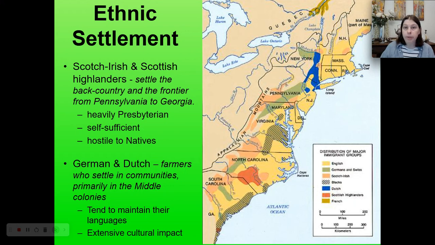So if you lived in Prussia or Brandenburg and you wanted to immigrate to the Americas, this was often your option. They settle in ethnic communities. They maintain a lot of their language and culture.